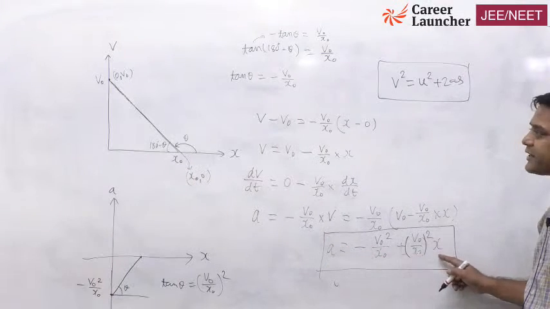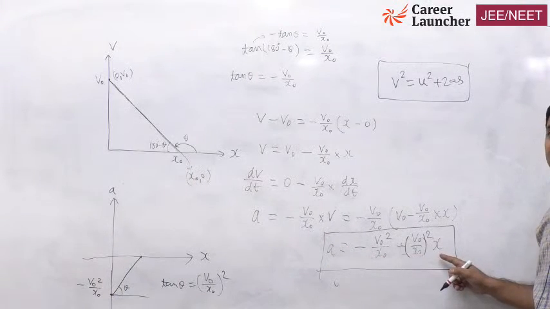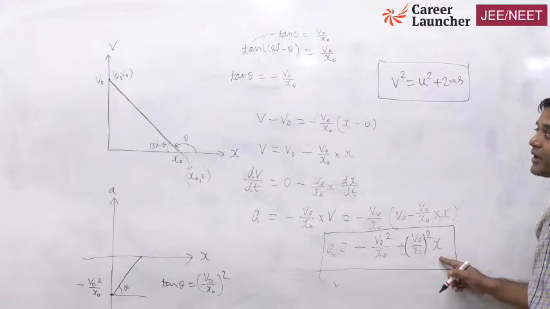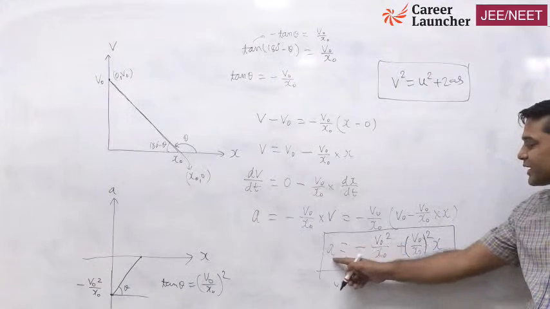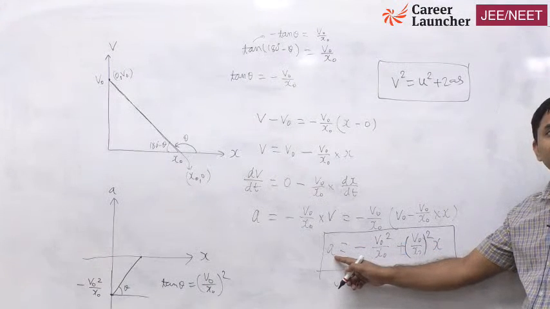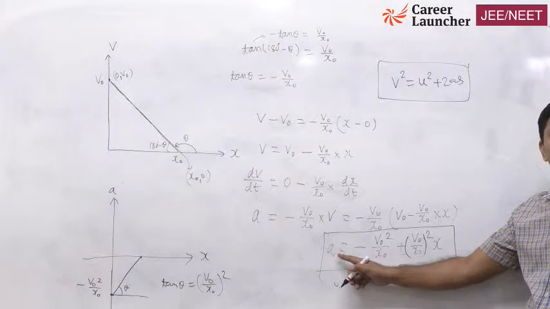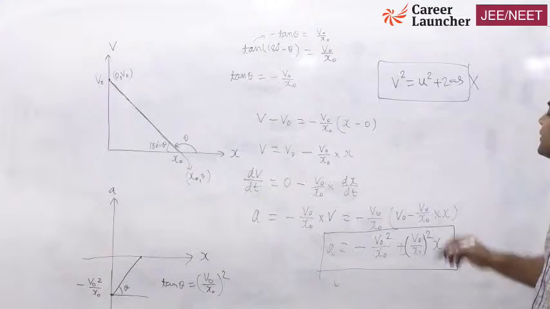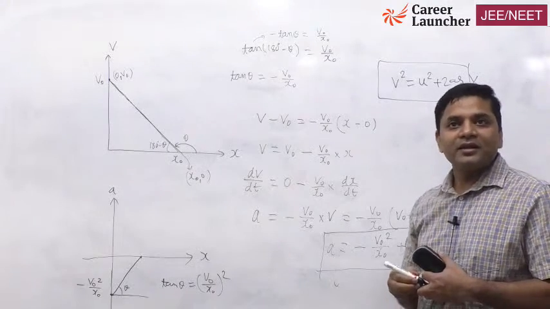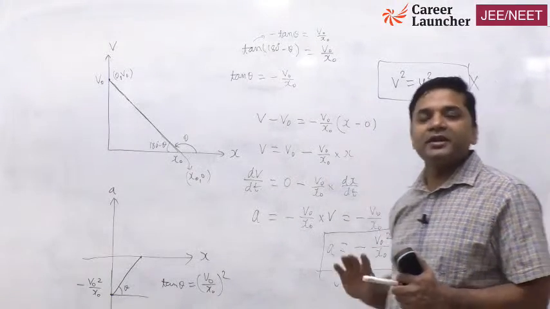Does x keep on decreasing? You can check. Yes, x keeps on decreasing from x naught to 0 for this given graph. So as x keeps on changing, a keeps on changing. So acceleration is not constant, so you have to answer here itself. That's why this is not applicable. Got this point? Otherwise, I would have solved by this method.